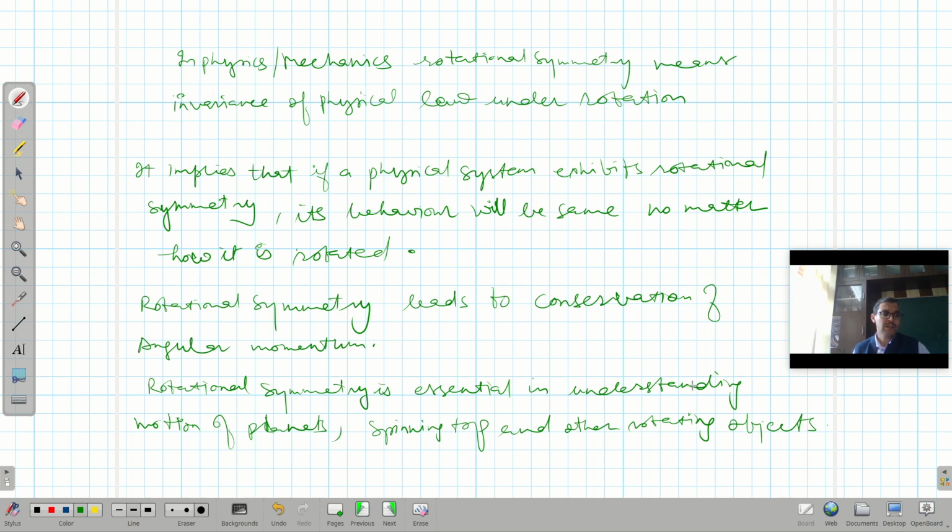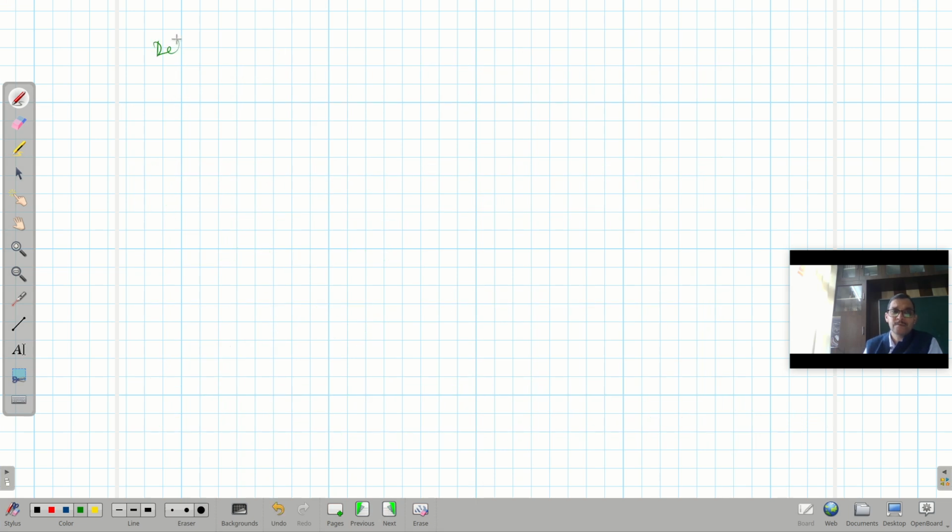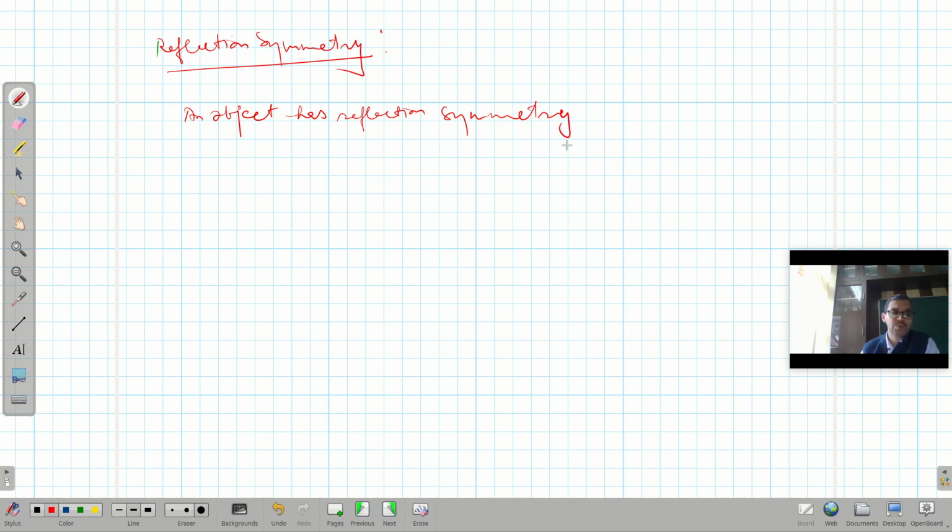Next is the reflection symmetry. An object has reflection symmetry if it can be divided into two identical halves by a line of symmetry.